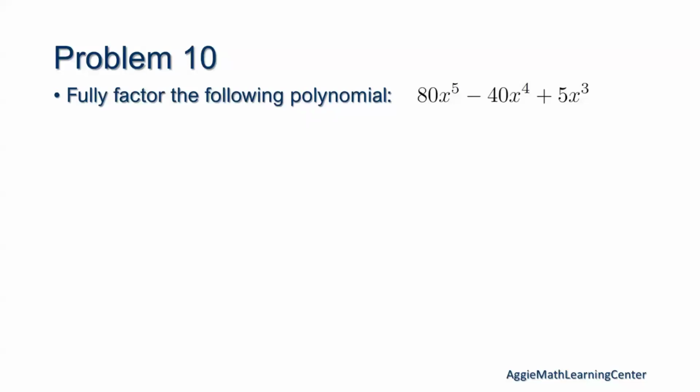Well, we have 5 in common, 5x cubed. So great, you factor that out, and you're left with, was it 16x squared minus 8x plus 1? Cool.